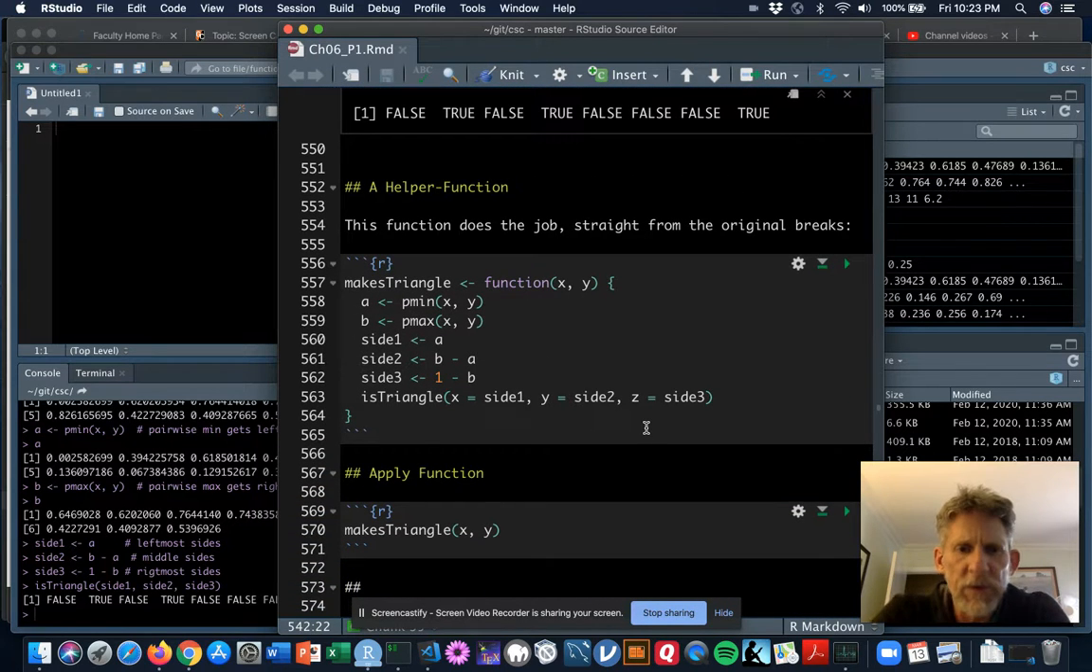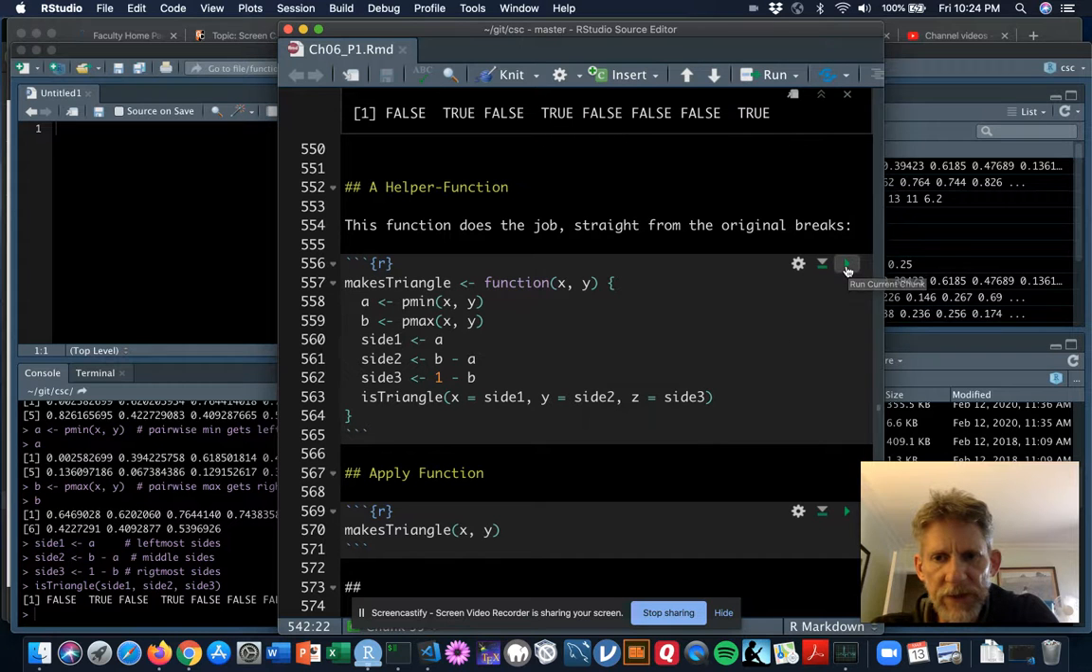So here's a small function that will do this job straight from the original breaks, so that we don't have to keep repeating all of that A and B work. It's a little function of X and Y, and those are your first and second breaks. A is the Pmin, B is the Pmax, and then side one, side two, and side three vectors are constructed in the same way. The final item in the body of the function is just to do isTriangle on those three side sets.